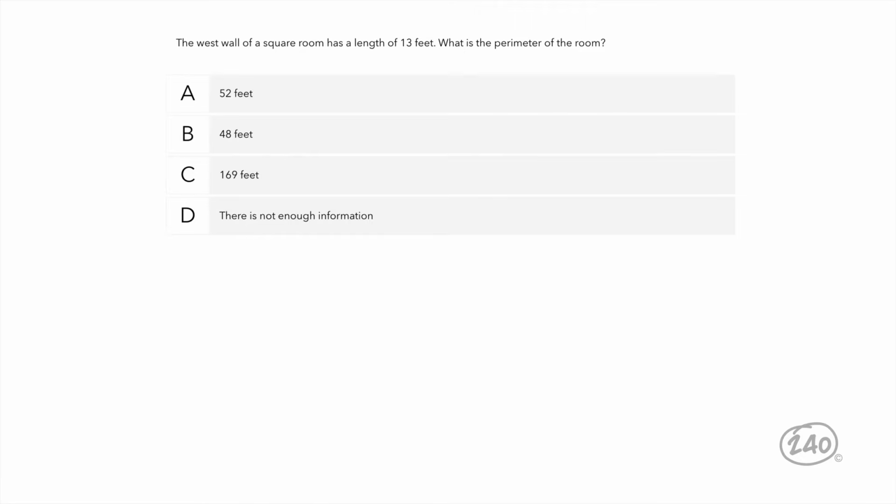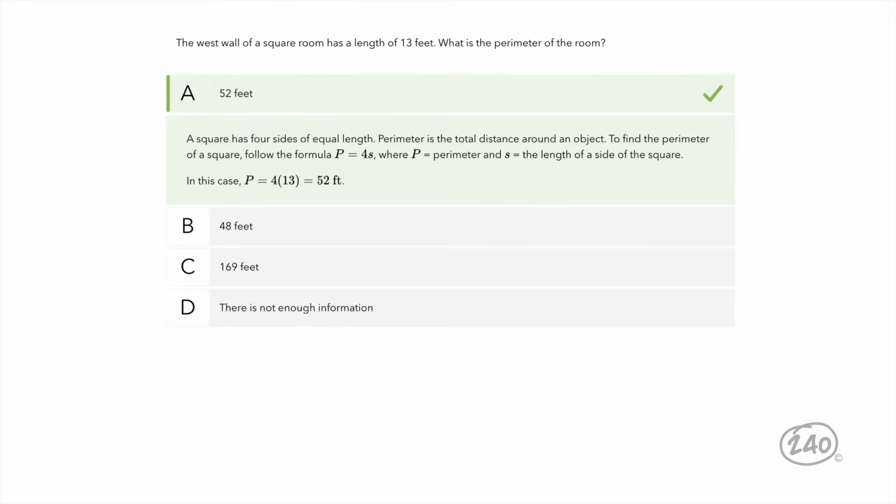All right, time for a question from geometry and measurement. We're told the west wall of a square room has a length of 13 feet, and they want the perimeter of the entire room. Well, squares have 4 sides of equal measure, so the perimeter, the area around the figure, would be 4 times 13, which is 52.